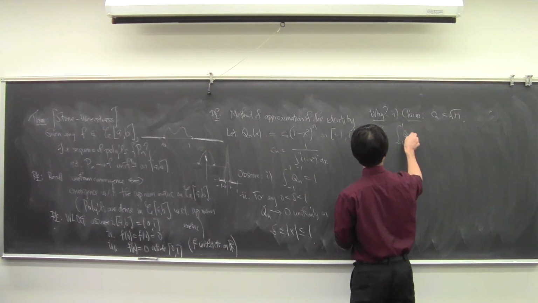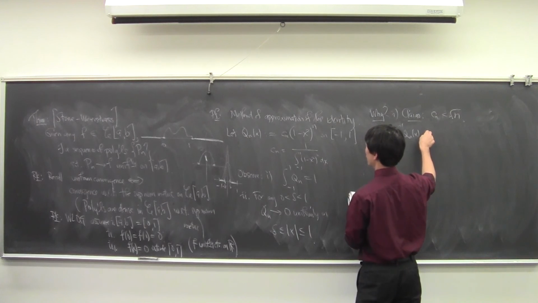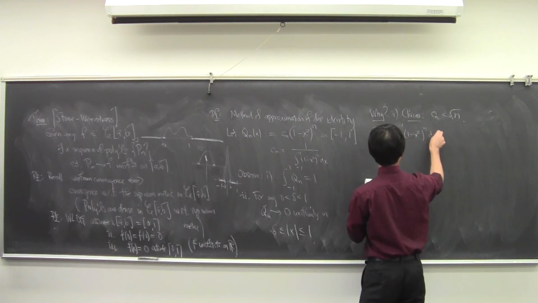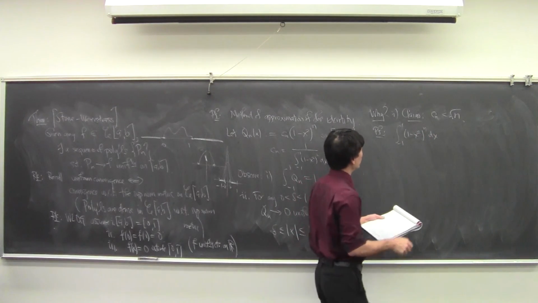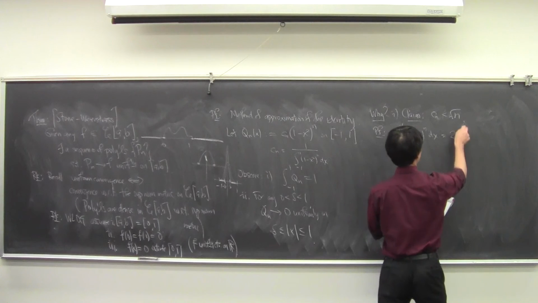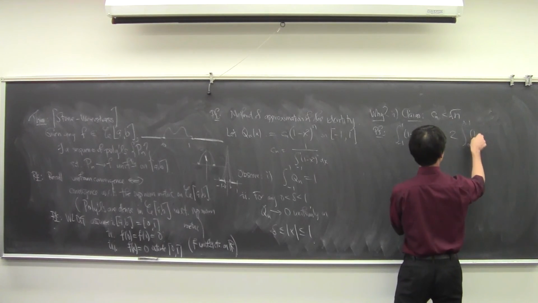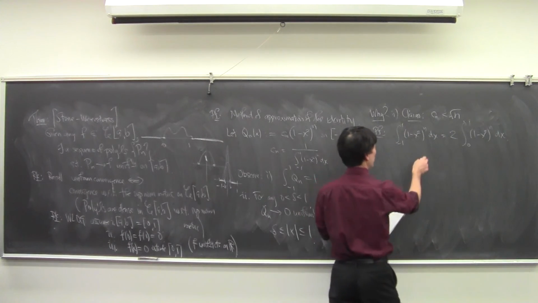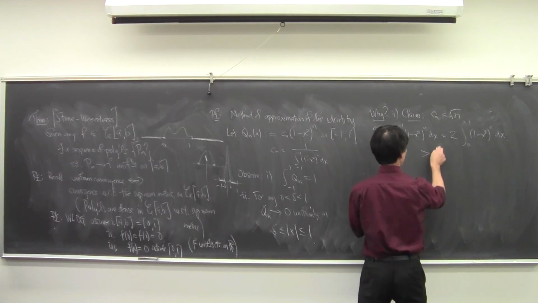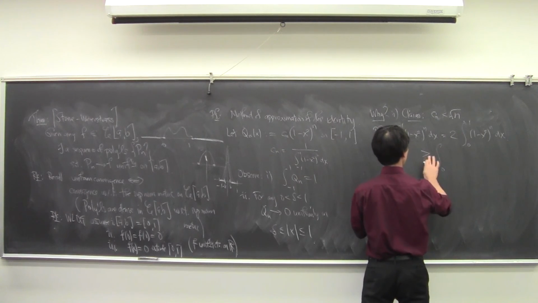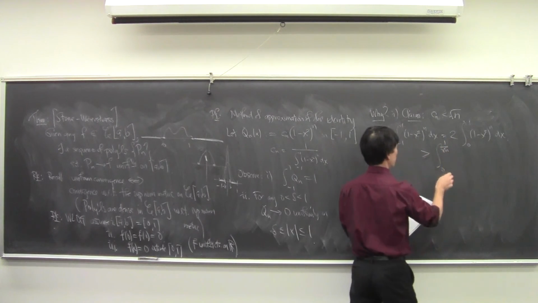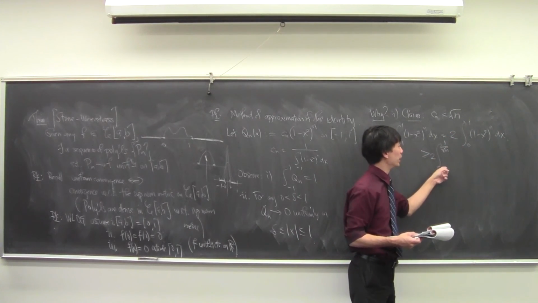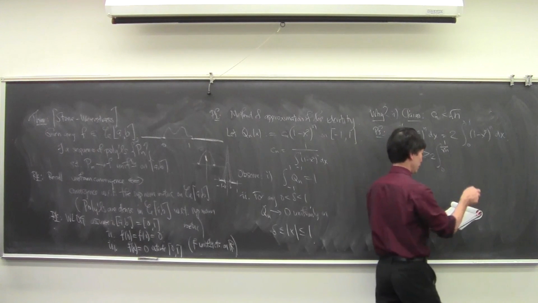Okay, so looking at the integral of (1 minus x squared) to the n dx, we say, okay, well, this is an even function, so this is the same thing as twice the integral from 0 to 1 of the same integrand, right? And now let's make the domain of integration smaller. So instead of integrating from 0 to 1, we're going to integrate from 0 to 1 over the square root of n.